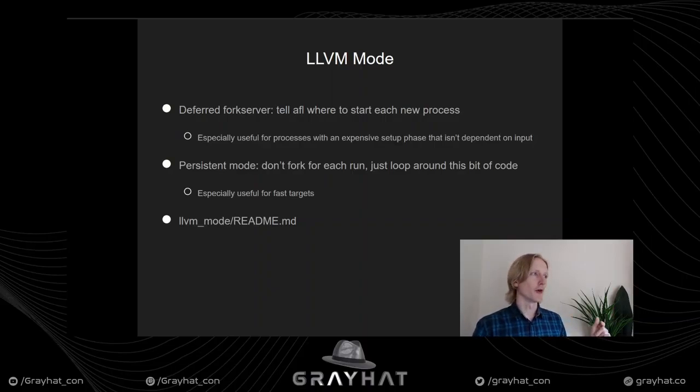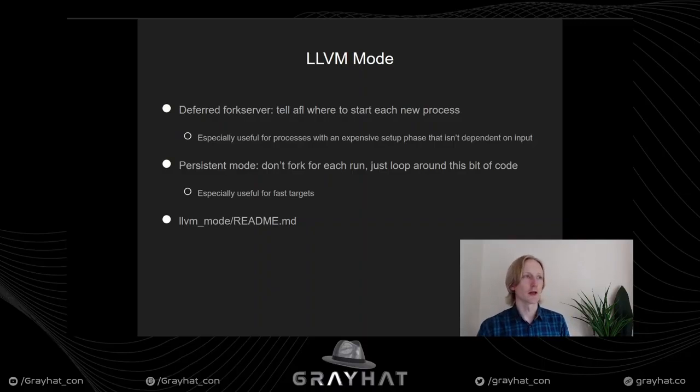So you need to find the point in the program before the target has consumed any of the fuzz data, if you like, the input you're going to be fuzzing, but after it's done any significant heavy lifting during startup. And that's the point where you tell AFL, start your forks over here. And there's a little macro. You can see the actual details of how to implement that in the README.